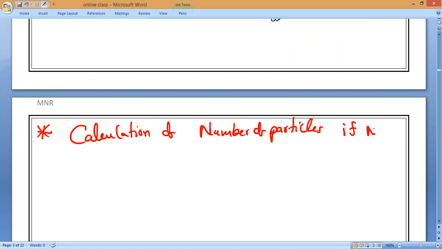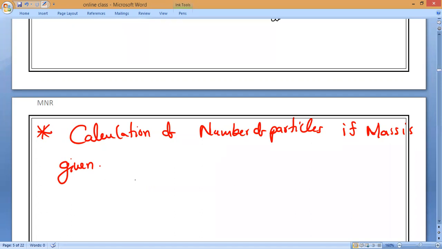All of you. What is given? Mass. That is what you have to remember. That's all. So now let us see calculation of number of particles if mass is given. Now you will understand. So first, what is the given data?